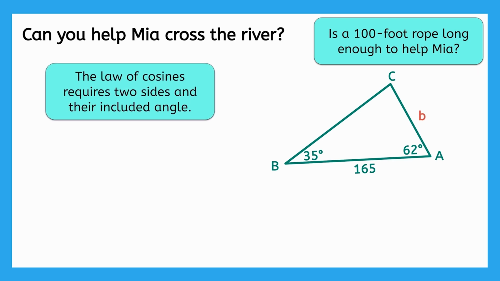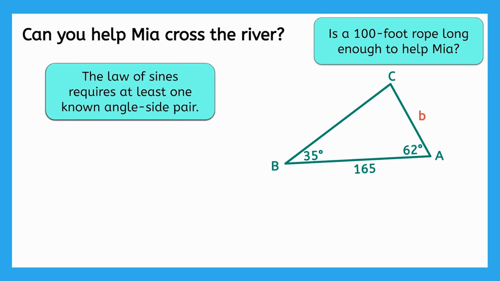We know two angles and their included side, and we need to find a missing side length. What trigonometric strategies can we employ here? In order to use the law of cosines, we'd need two sides and their included angle. But we only have one side, so the law of cosines won't work. What about the law of sines? In order to use the law of sines, we must have at least one known angle-side pair. Do we have that here, or can we easily determine one?